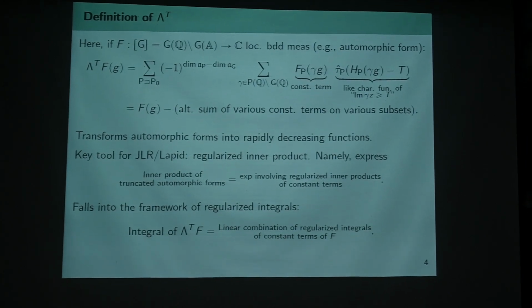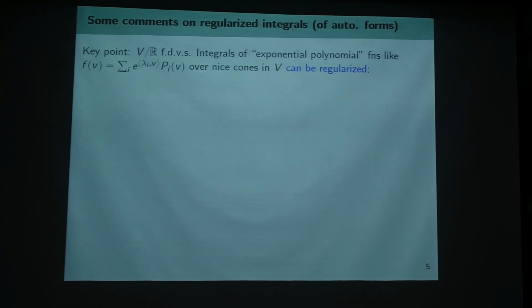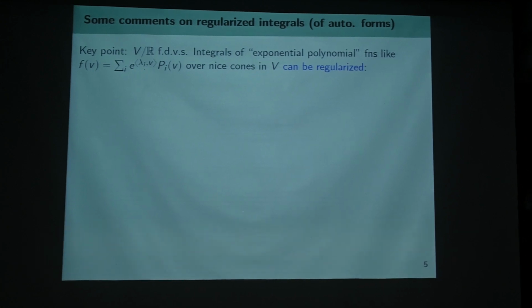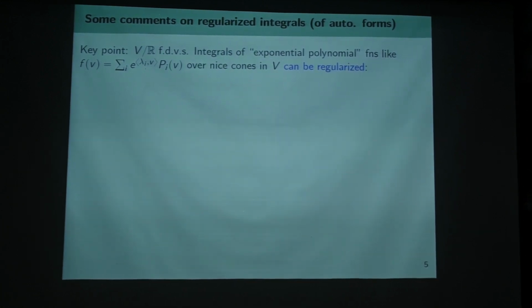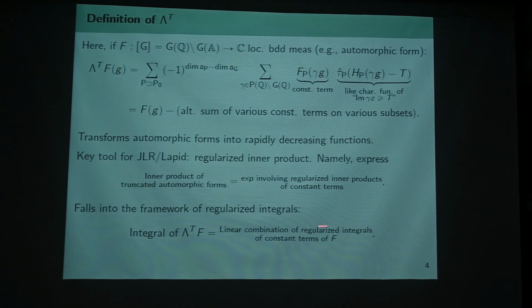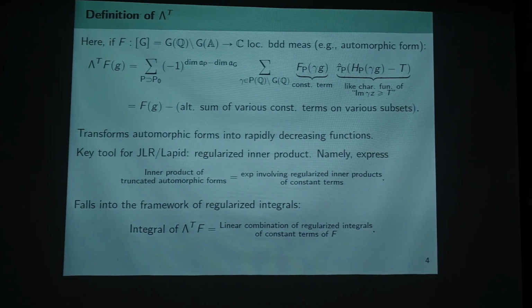Yeah, sorry. This is not the same as Arthur's truncation, which truncates something and shows that there is a polynomial expression in T and then a constant term. Yeah, so it is a polynomial expression in T. Yeah, so indeed Arthur does not use regularization, but somehow these regularized things are used by Jacquet, Lapid, Rogawski.